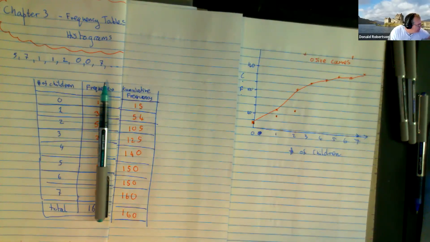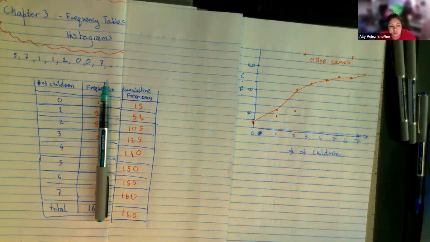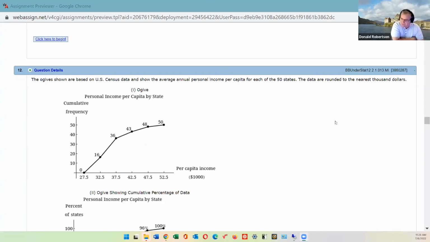Right, here we have the Ogives based on US data and show the average annual personal income per capita in each of the 50 states. I don't think I'm seeing what you're saying. Oh, okay, let me try that again. Thank you for telling me that. There, are you seeing it now? Yeah. So in this part of the world, personal income per capita per state.